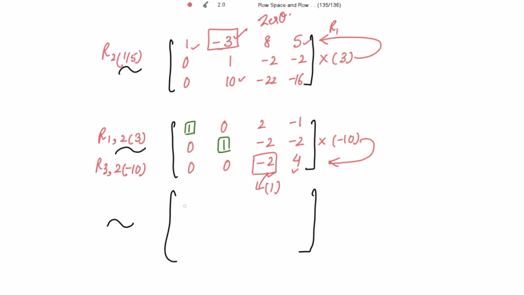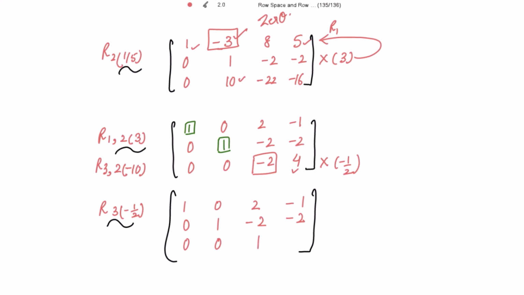So writing the elements of the first and second row as they are, the row operation is multiplying row 3 with minus 1 over 2, right? Multiplying 0 with minus 1 over 2 we get 0. Multiplying 0 with minus 1 over 2 we get 0. Multiplying minus 2 with minus 1 over 2 we get 1. Multiplying 4 with minus 1 by 2 we get minus 2. Right? Now I get 1 over here.